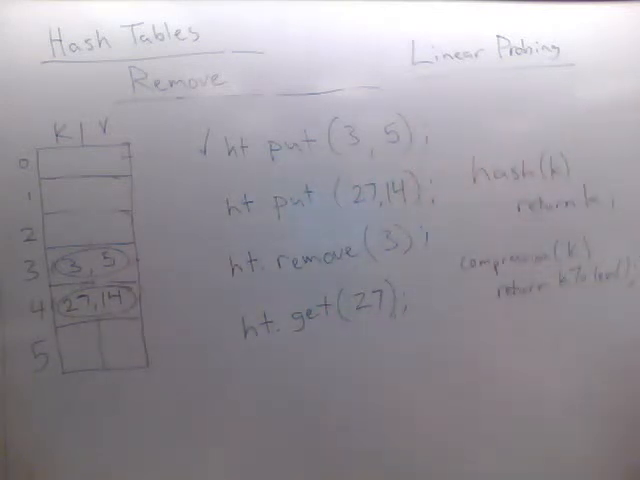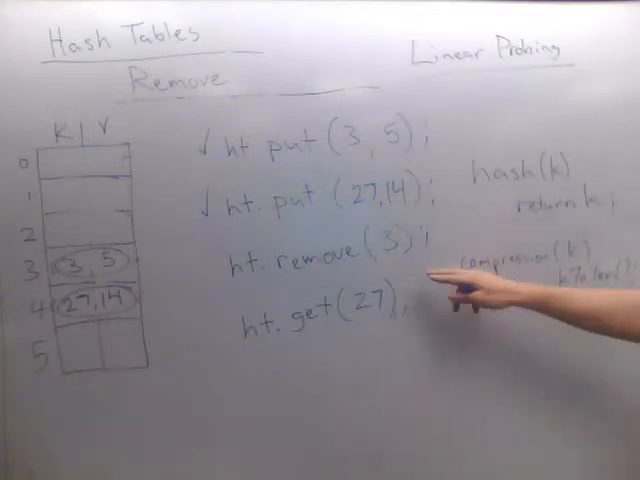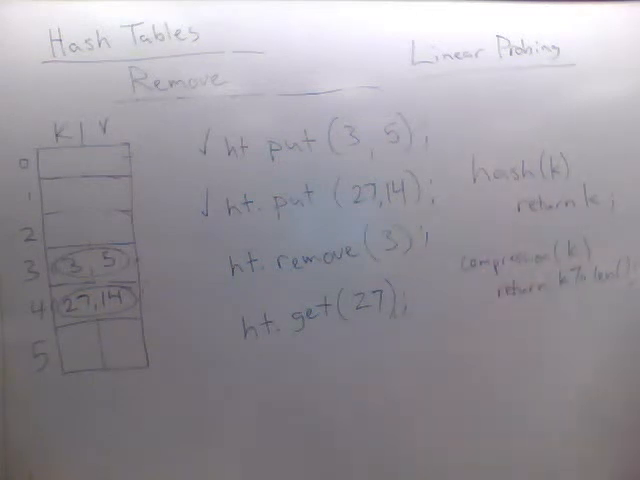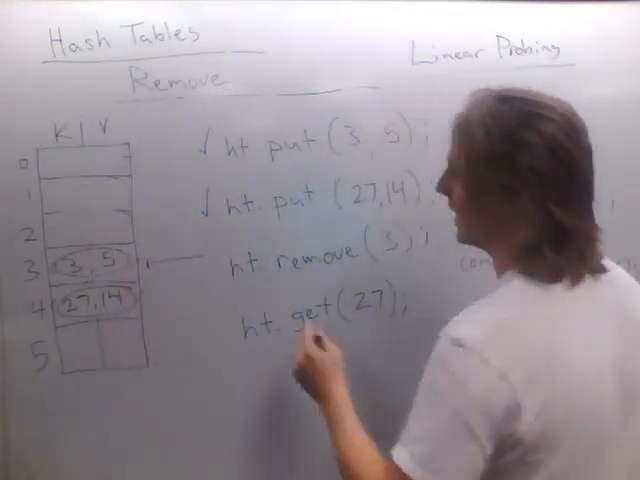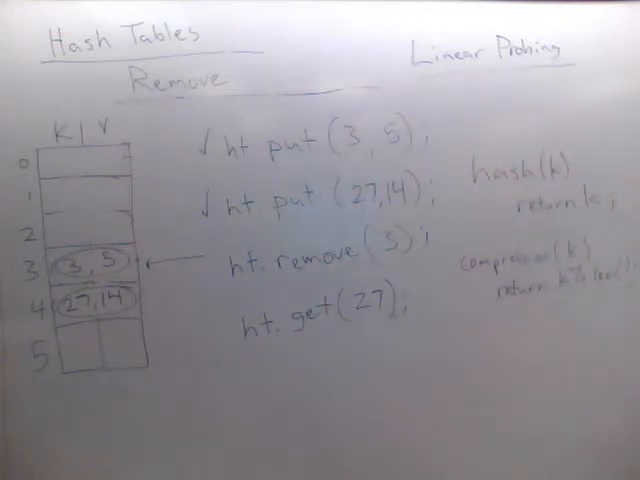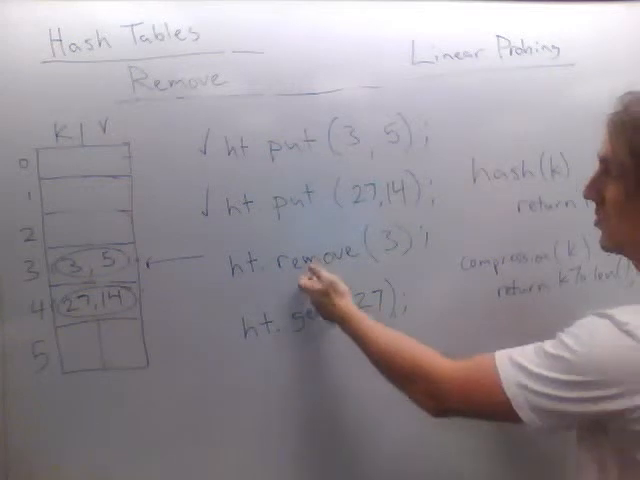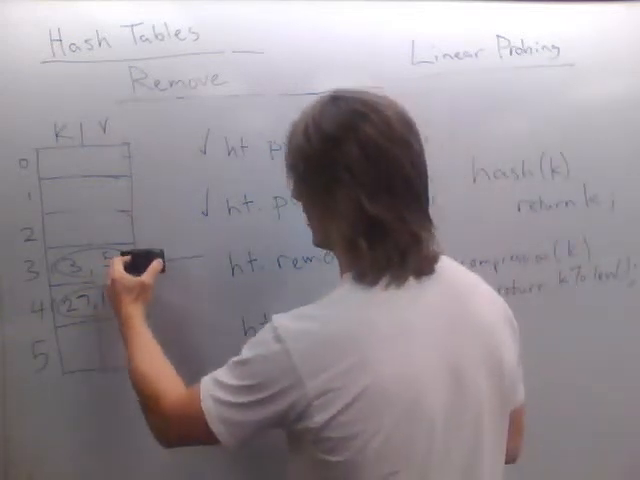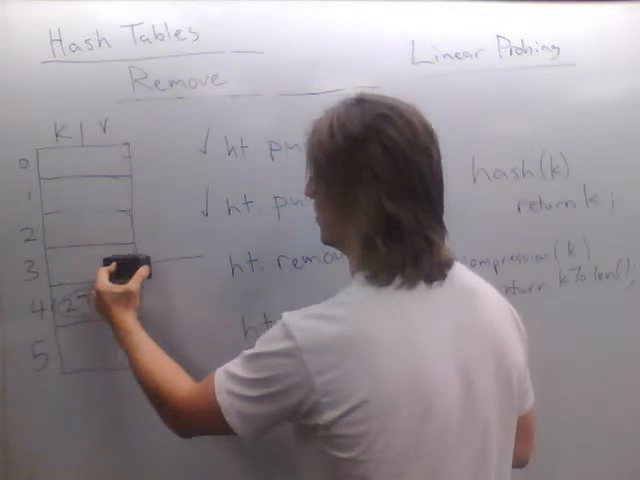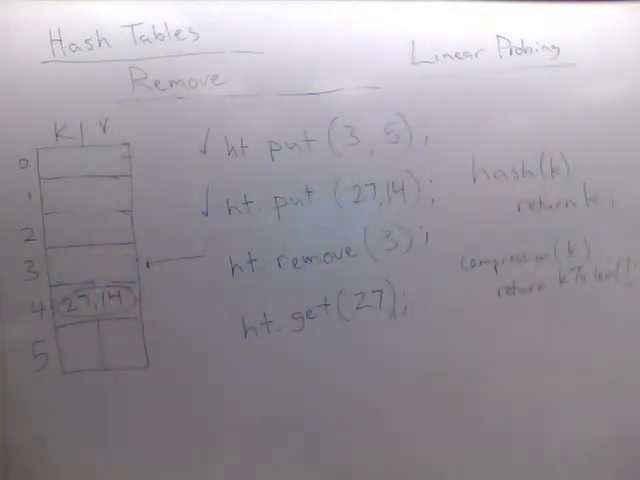So this is done. Now we want to remove 3. Find the key 3 and remove it. So pass in key 3, get back 3. 3 mod 6, the length of the table. We expect to find this key at index 3. So we look at index 3. Cool, we found it. So we want to remove it from the table. So let's go ahead and remove it from the table. So now our value is no longer there.